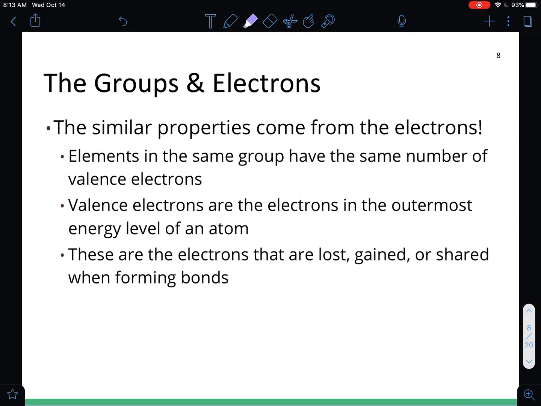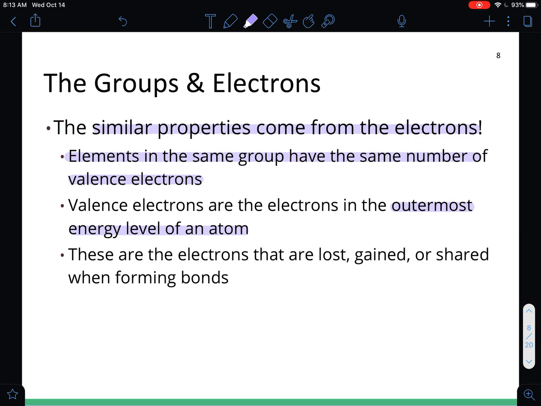All right, and then that leads us to why they have the similar properties, and it all stems from the electrons. So elements in the same group have the same number of valence electrons. Now recall that the valence electrons are the electrons in the very outermost energy level or the very outermost shell of the atom. And these electrons, the valence electrons, are the ones that are involved with bonding.